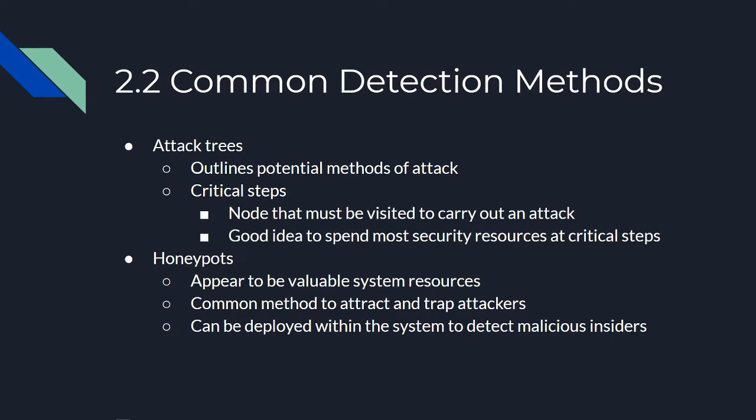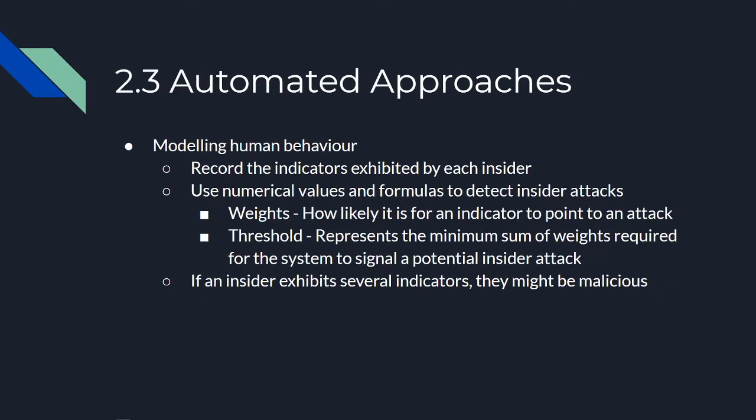And then another common detection method would be honeypots, which are system resources that are made to appear valuable, but they really aren't all that valuable to the organization. It's a common method used to attract and trap attackers. I think this is more widely used for external threats, but the same idea can be applied to malicious insiders as well. If you deploy a honeypot within the system, it can be used to detect malicious insiders.